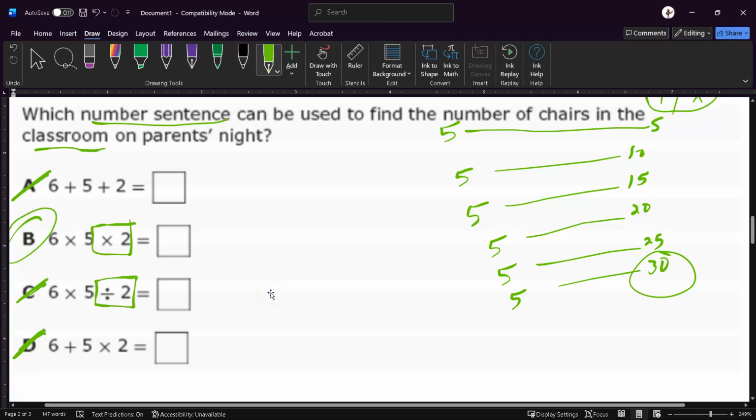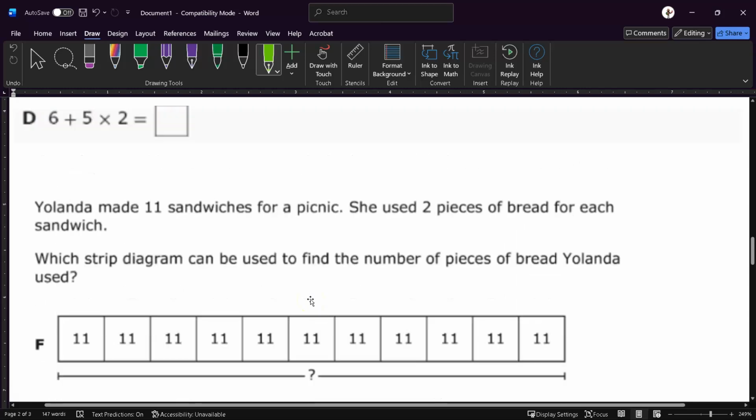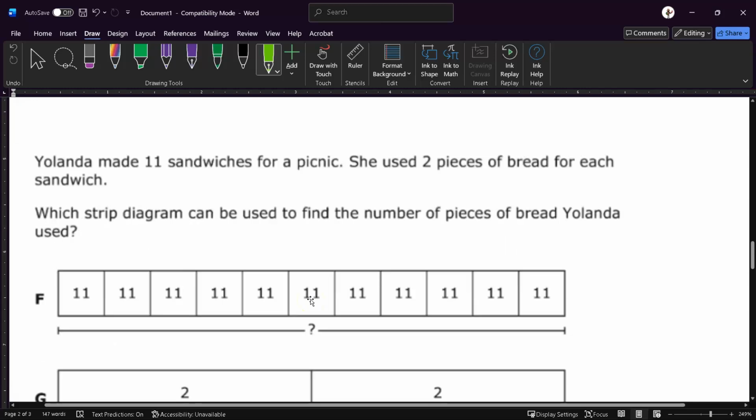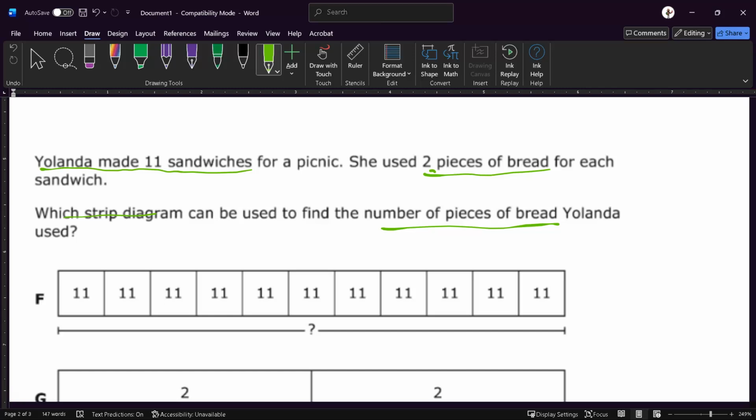Now remember, if I'm going too fast, you can pause, you can rewind, whatever you need to do. Next one. Yolanda made 11 sandwiches for a picnic. She used 2 pieces of bread for each sandwich. Which strip diagram can be used to find the number of pieces of bread Yolanda used? And yes, I know, you probably have done this one before. That's fine, then you should know how to do it. First, important information. Yolanda made 11 sandwiches for a picnic. She used 2 pieces of bread for each sandwich. Which strip diagram can be used to find the number of pieces of bread Yolanda used?